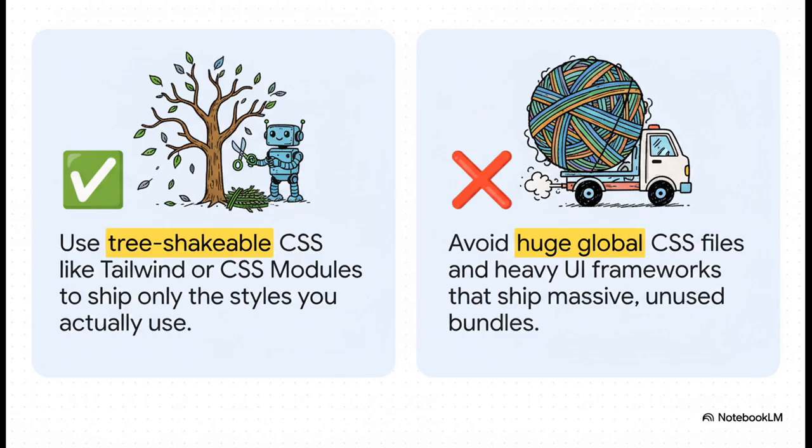The solution here is to be smart and modular. You want to use modern approaches like Tailwind or CSS modules. They are what's called tree shakeable, which is just a fancy way of saying they automatically get rid of any CSS styles you're not actually using. This is the complete opposite of the old way, where you'd ship one giant global CSS file that was packed with styles the user would never, ever see.